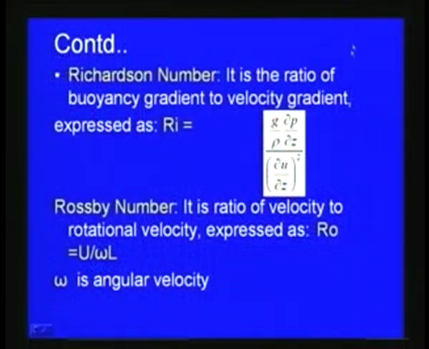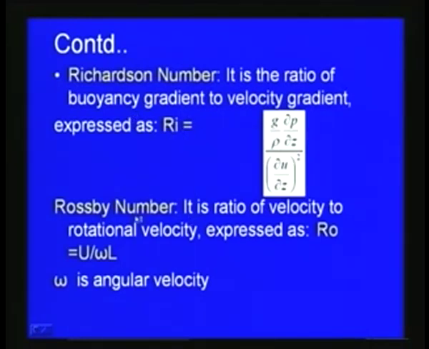And another important dimensionless number is called a Richardson number. So, wherever the buoyancy effect is very important, this number is used. So Richardson number is the ratio of buoyancy gradient to velocity gradient, and this is expressed as Ri is equal to (g/rho)(del rho/del z) divided by (del u/del z) all squared. So this is the Richardson number.